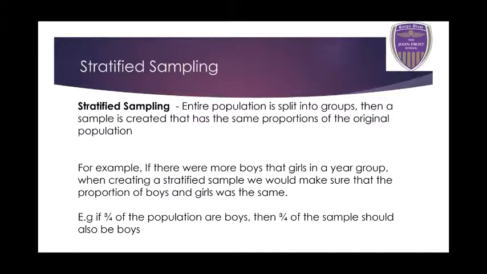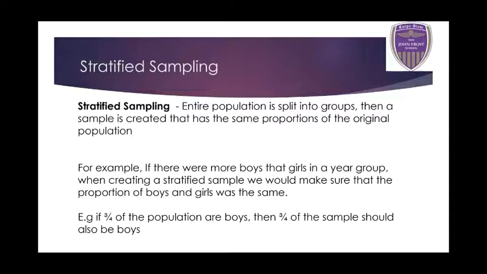Stratified sampling is when an entire population is split into groups and then a sample created from that population will have the same proportions as the original population. What that means is if we look at a year group and there were more boys than girls in that year group, when we make a stratified sample, we'd have to make sure that the proportion of boys to girls was the same.